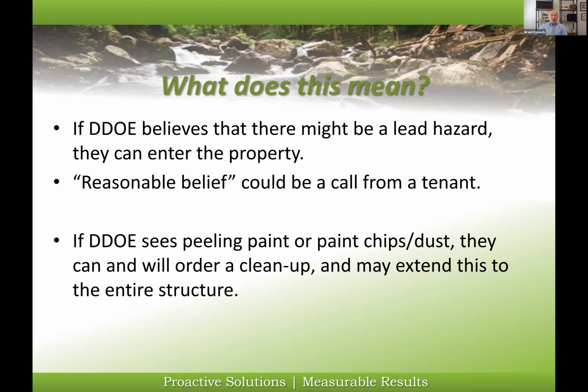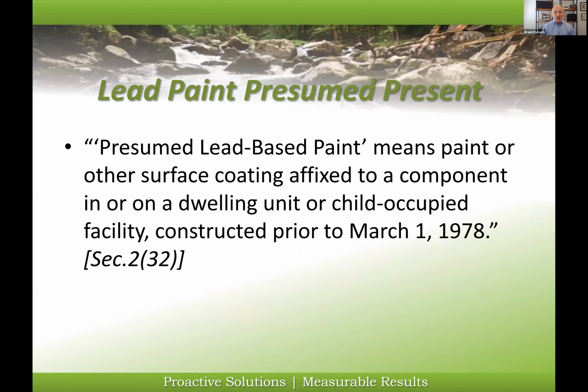And reasonable belief could be a call from a tenant. If a tenant calls and says, hey, I've got peeling paint on the baseboards in my rental unit, somebody from the District Department of the Environment could enter that unit and check as well. If they see peeling paint or paint chips or dust, they can order a cleanup and they can extend it to the entire structure.